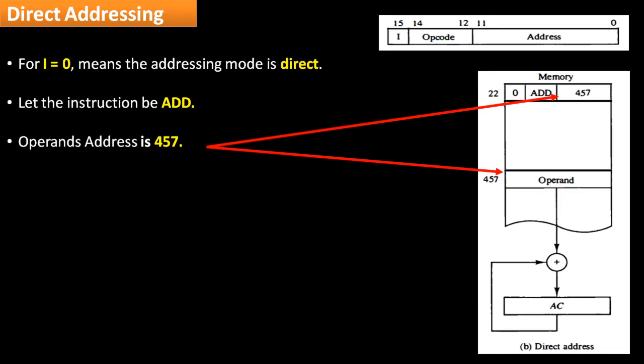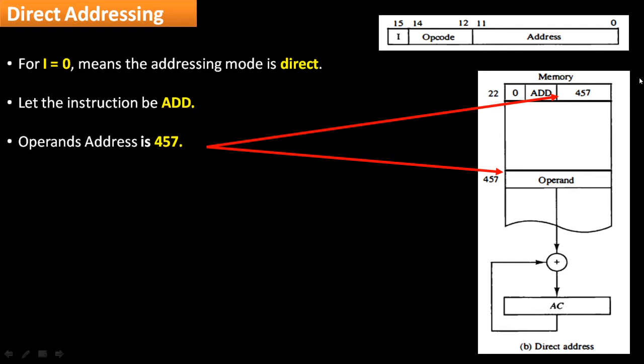The address given here is 457. So in this instruction code, there are 3 sections that have to be investigated, and you have to understand this properly. The first bit gives us information on whether this particular instruction belongs to direct addressing or indirect addressing. If it is 0, the addressing is direct.